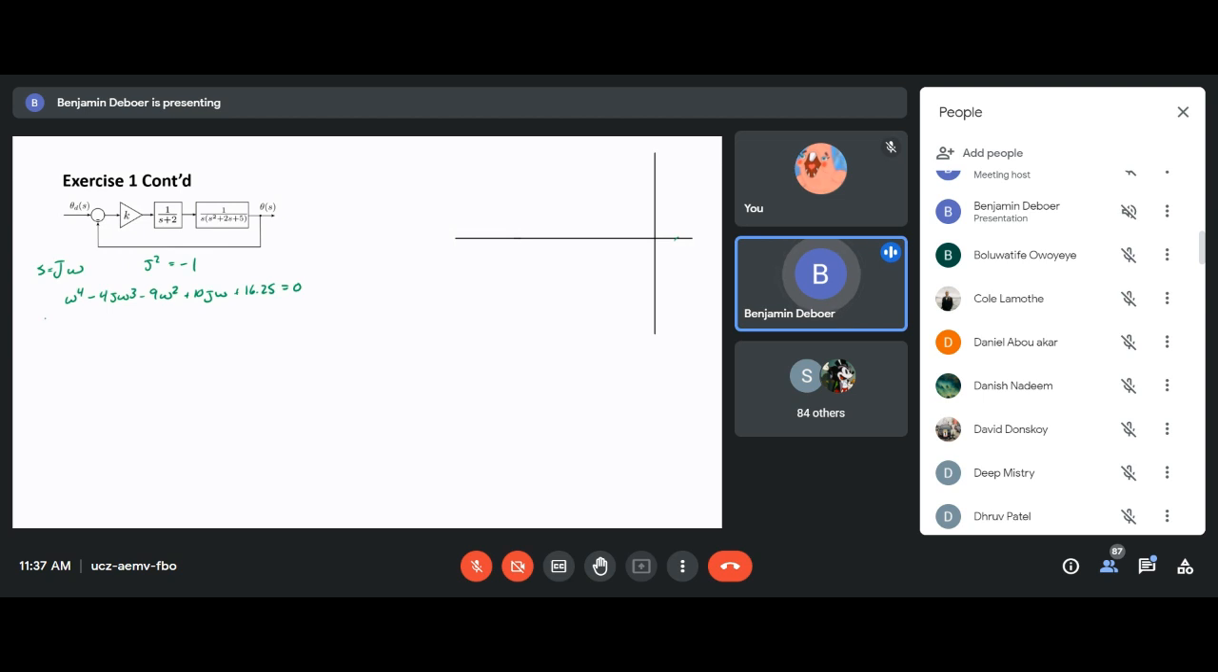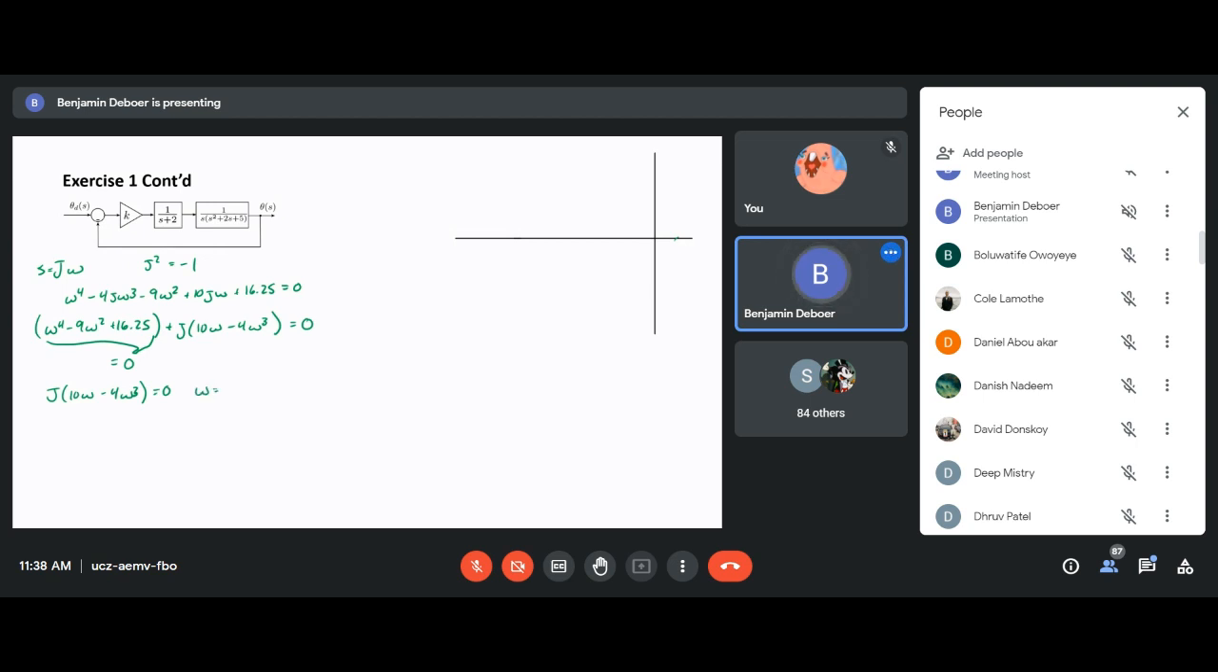So we're going to split this into its real and imaginary parts. So we have omega to the 4 minus 9 omega squared plus 16.25, and then plus J times 10 omega minus 4 omega cubed, equals 0. Since we're on the imaginary axis, we know that this whole system is equal to 0, and so all we have to do is set the remainder of this equation to 0.